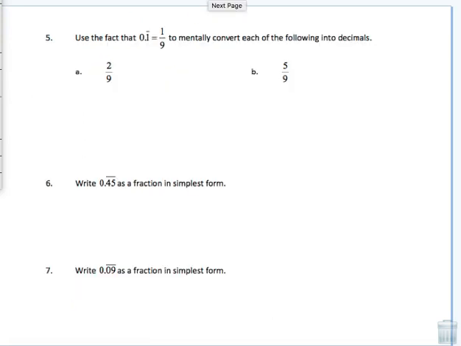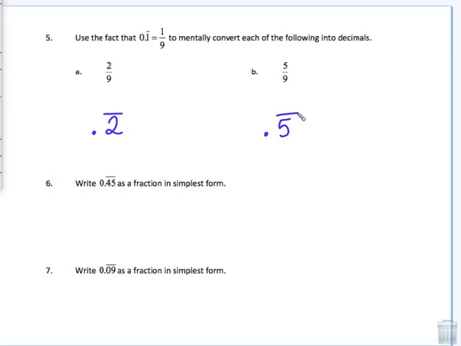On the next one, we're going to do the same thing. It says use the fact that 1/10 repeating is 1/9 to mentally convert each of the following into decimals. So we're just going to go the other way. 2/9, as far as the decimal, when it's over that 9th, you know it's going to be the repeating decimal. If it was 2/10, it would be decimal 0.2, but since it's 2/9 now, it's that 0.2 repeating. If on part B it was 5/10, that would be 0.5. Since it's 5/9, that makes it 0.5 repeating.